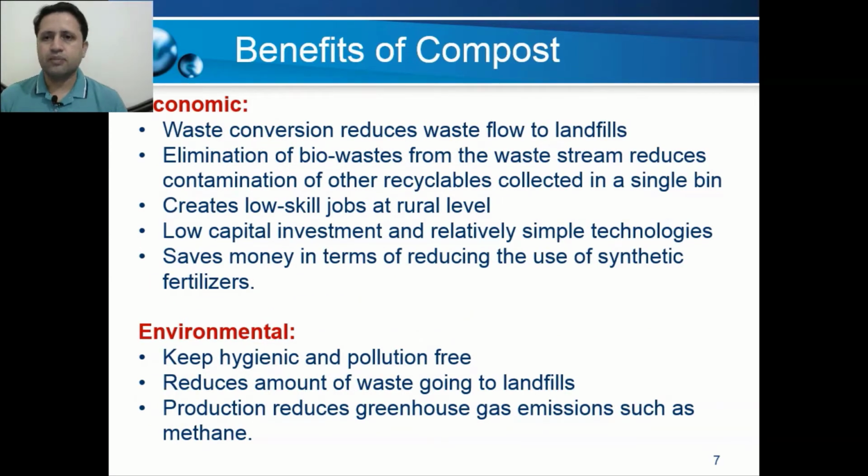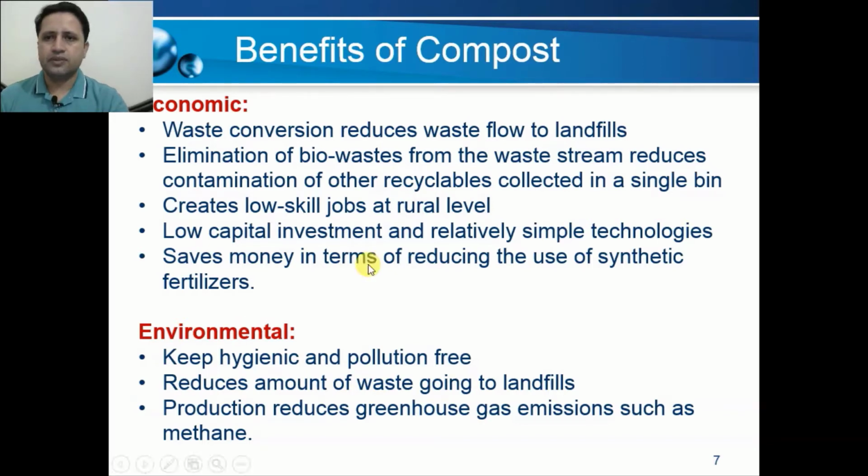Here are some economic benefits of the composting process. Waste can be converted, which reduces waste flow to the landfill. Another important benefit is the elimination of bio-waste from the waste stream, which reduces contamination of other recyclables collected in a single bin. It can also create low skill jobs at the rural level. It can also decrease the capital investment, and relatively simple technologies can be used in the composting process, and it can save money by reducing the use of synthetic fertilizers also.